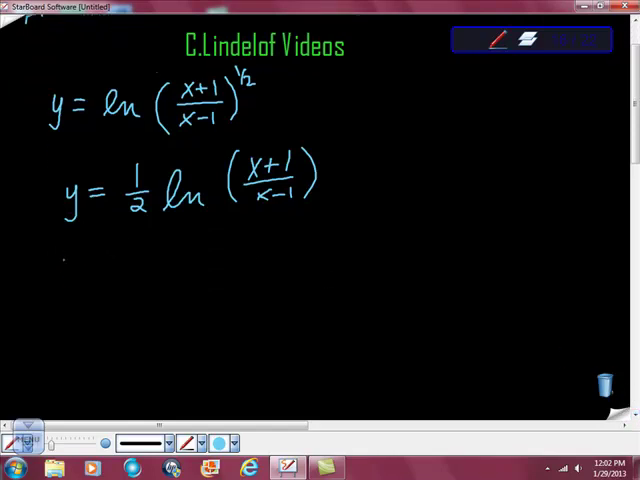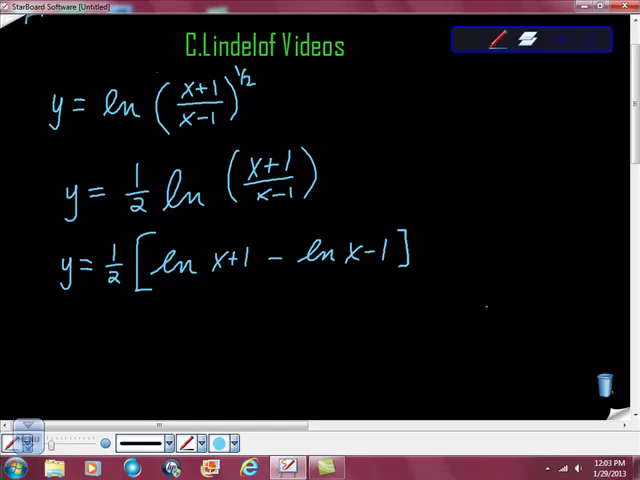And say that this is the same as y equals 1/2 times ln of (x plus 1) minus ln of (x minus 1). Isn't that true? No, we're not taking a derivative yet. Not taking a derivative yet. I'm just trying to put this in some form that I can recognize a little bit better.